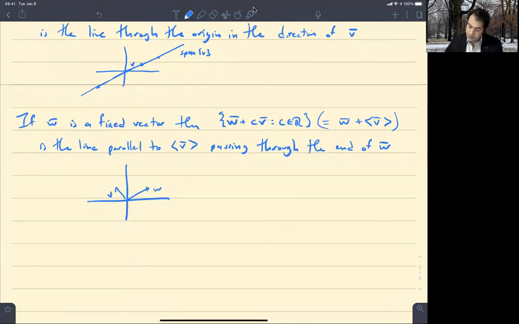Then W plus V would look like that. It would be this point, say, would end at this point. W plus 0 times V would end at this point. W plus 1/2 times V would end at this point. And W plus minus V would end at this point. And altogether, we just end up with this line, W plus the span of V.